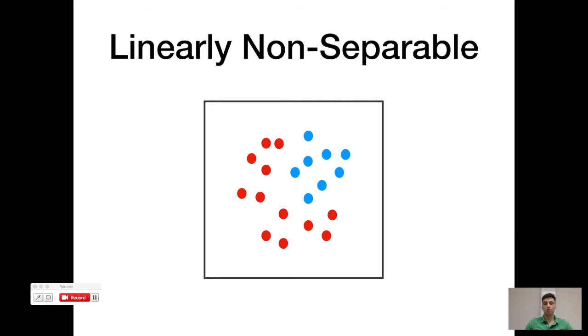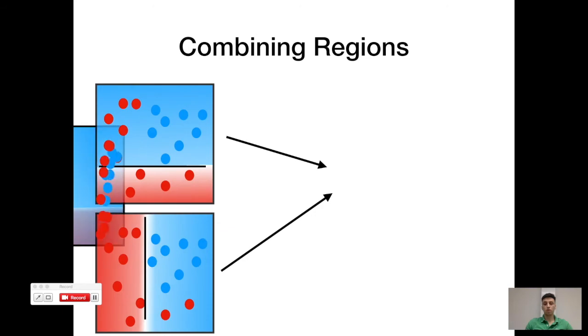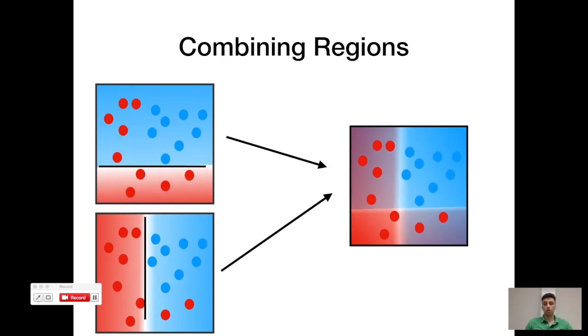Let's see an example. Suppose we have one neuron which comes up with a region on the top and the other neuron with a region on the bottom. Somehow we will try to merge them, to lay them on top of each other to get a solution. Then, merging also the decision boundaries, it kind of resembles this.